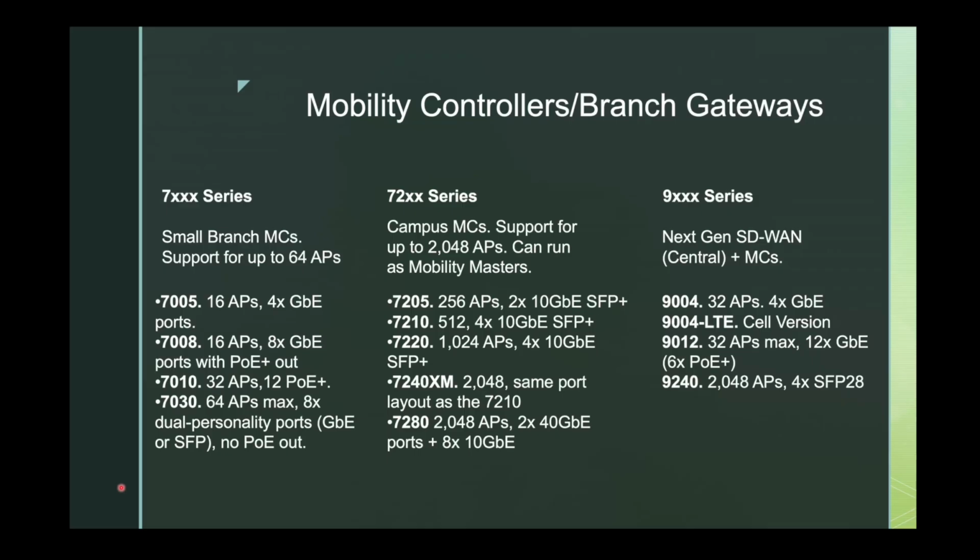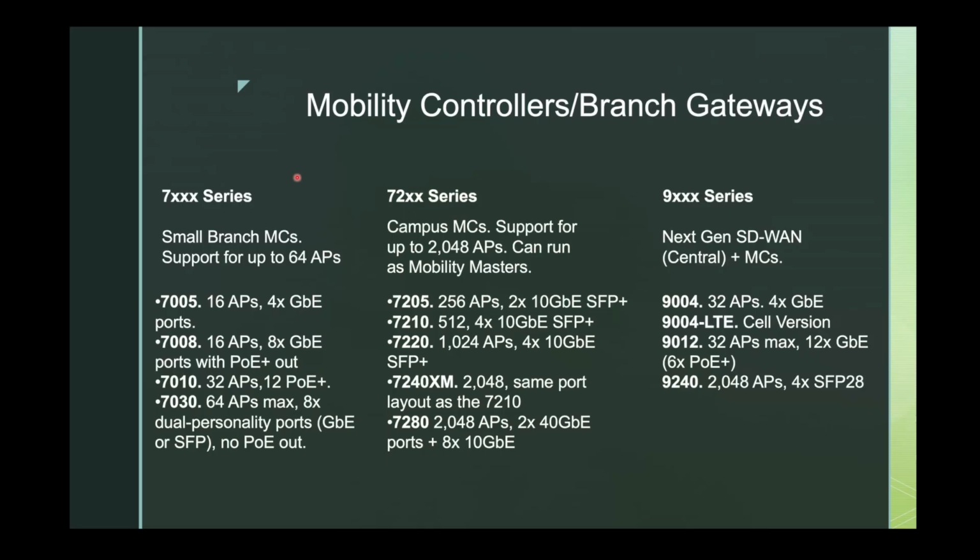Now moving on to the 9000 series, these are your next generation SD-WAN devices. You can convert them to be mobility controllers just like the 7000 and 7200 series, though these are really built for Central. The 9004 can support 32 access points. The 9004 LTE is that, but a cellular version. The 9012 supports up to 32 APs with some PoE outputs, and the 9240 supports 2048 APs.